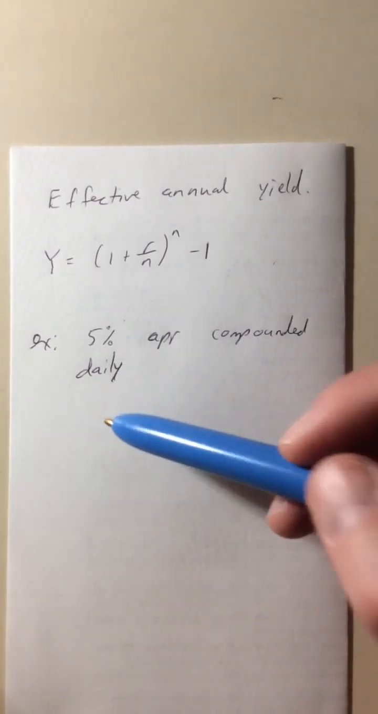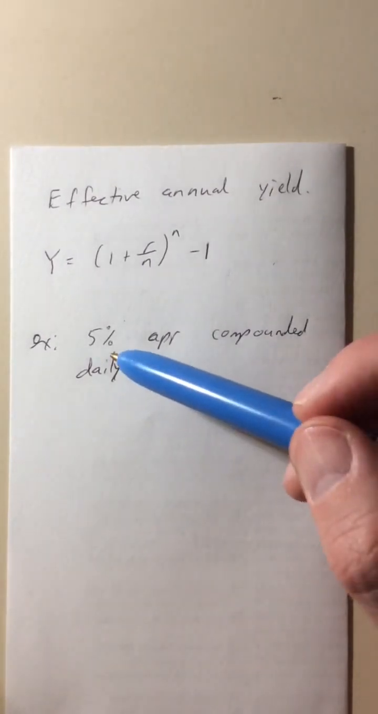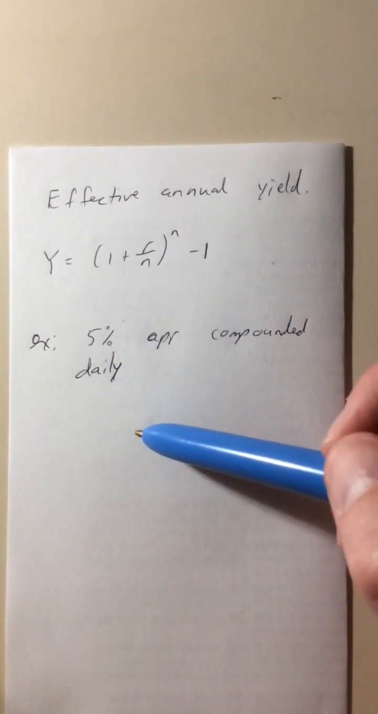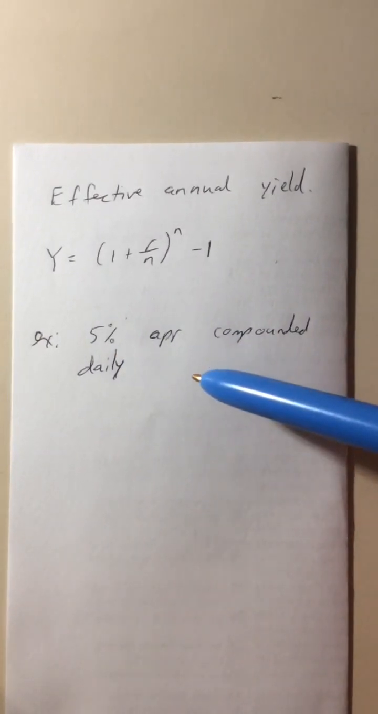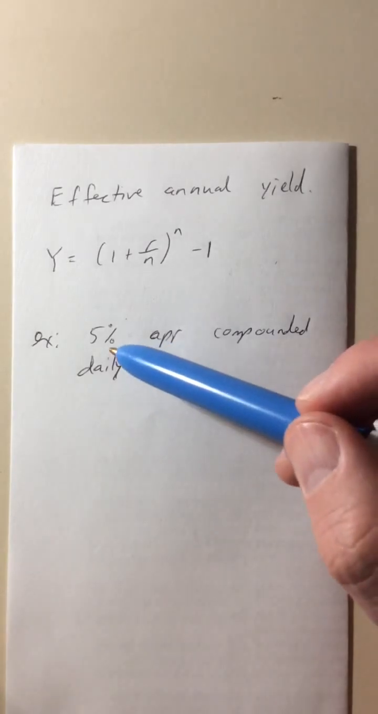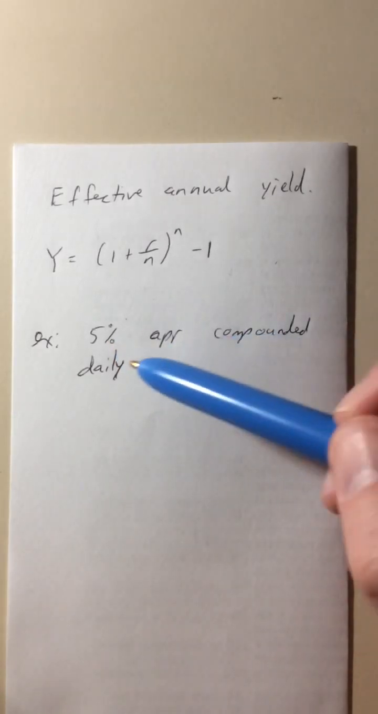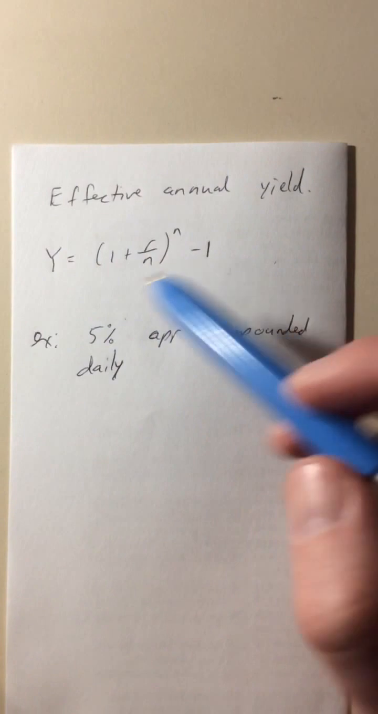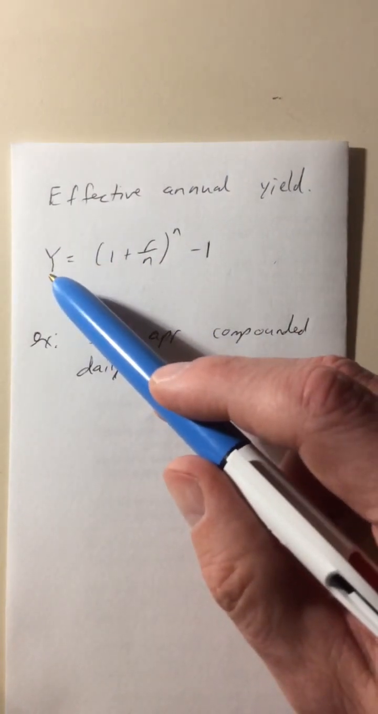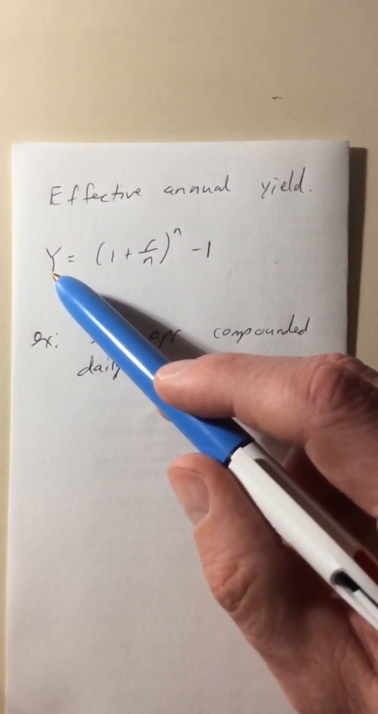So if you invest $100, and if you're just getting 5% at the end of the year, well, you'll have $105 at the end of the year. We already figured that out. But the question is, what are you really going to get if you compound daily? So we have this cool little formula here. This is the effective yield, because it's not really going to be 5%, it's going to be something else.